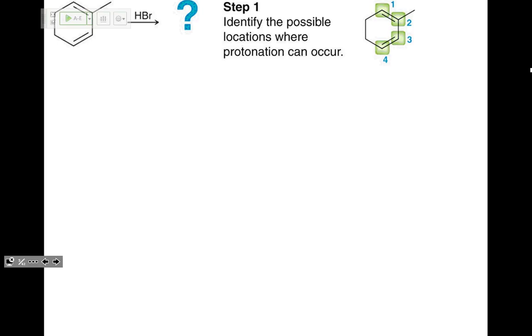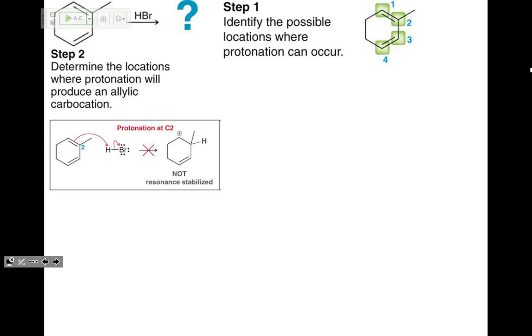So again, we're only ever going to look at a diene. We're not going to look at anything more. This gets more complicated for a conjugated triene and a conjugated tetraene, clearly, and that's going to give you too many possible products. So this is really only useful for a diene. Our first step is to identify the possible places where addition can occur. Of course, it can only occur in one of the carbons of the double bond.